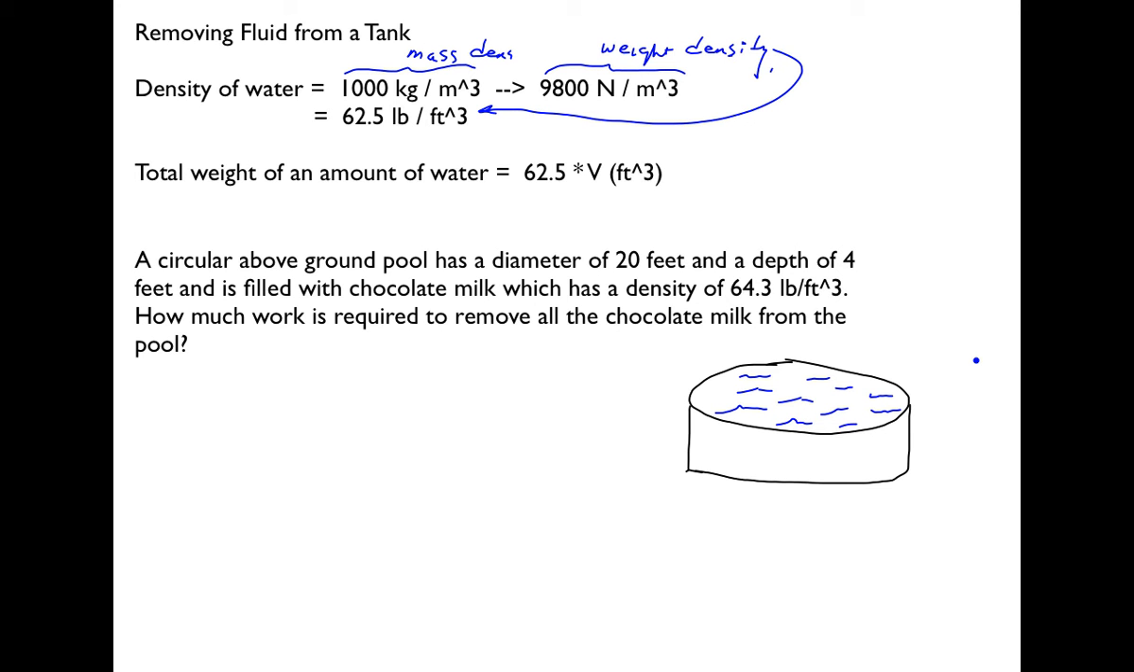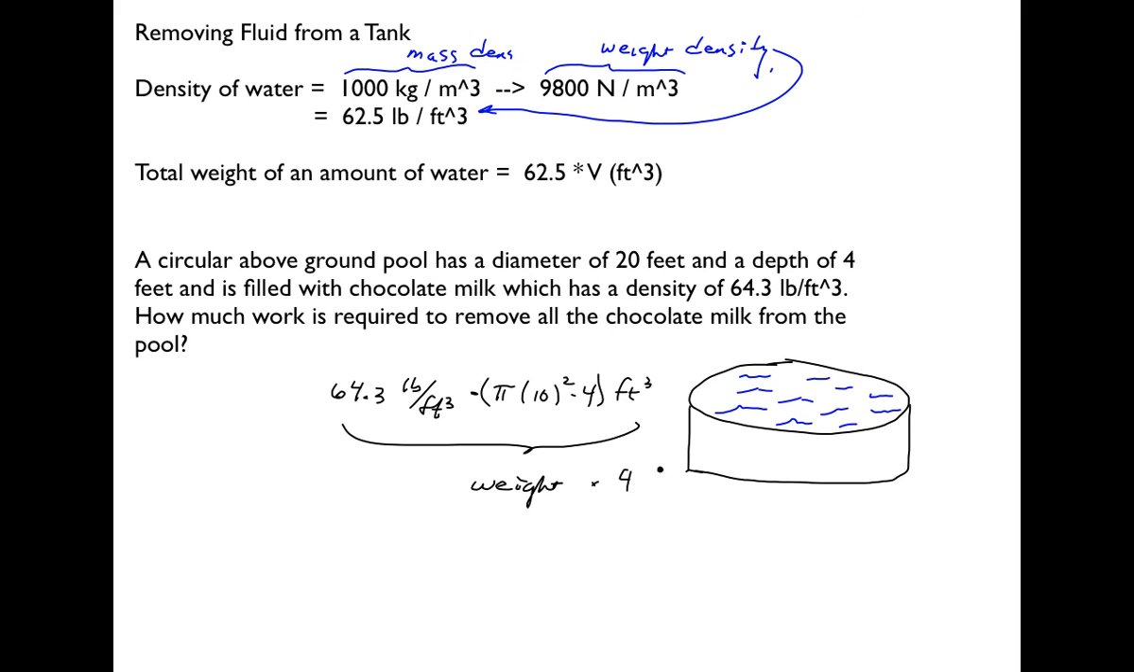Okay, so all right, we got 64.3 times the volume. It's a cylinder, right? So it's going to be pi r squared h feet cubed, and that'll be the weight in pounds. And then we're going to take that times the distance of 4 feet to get the total work.